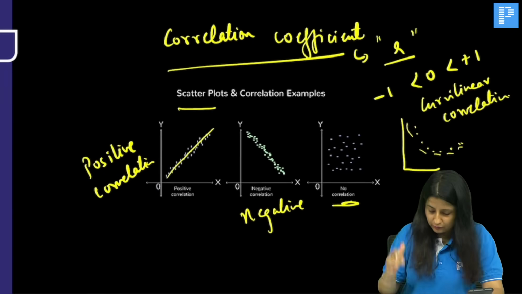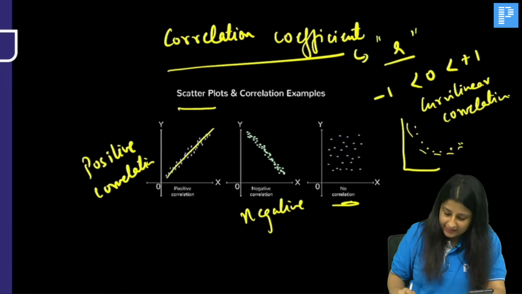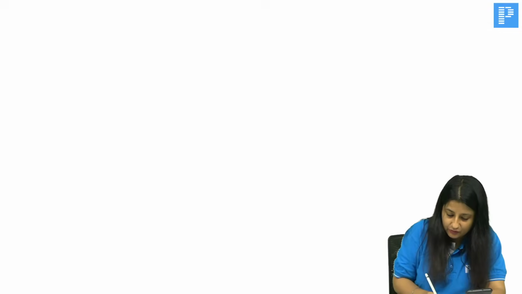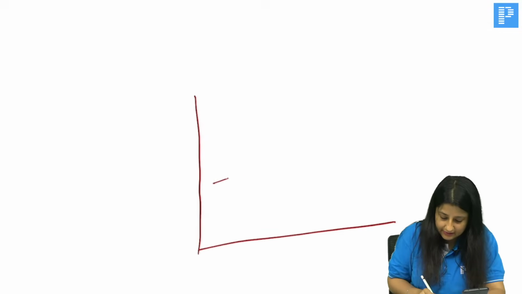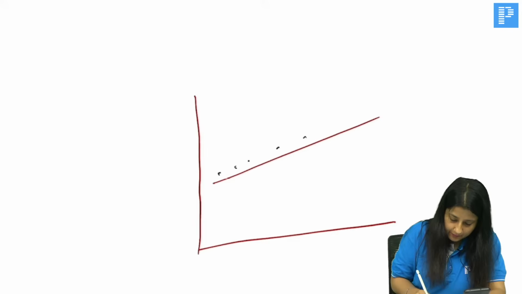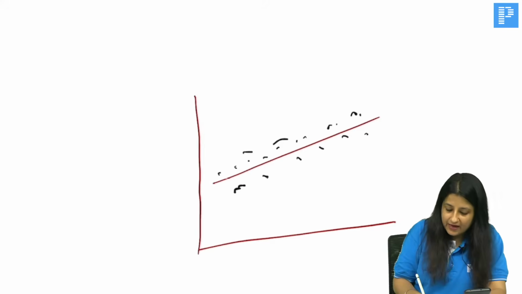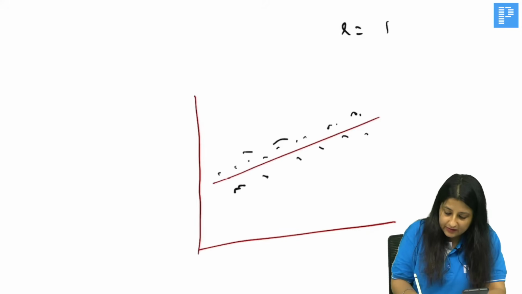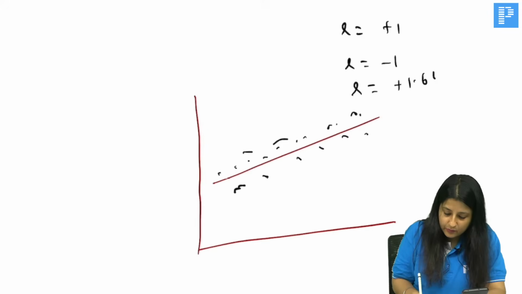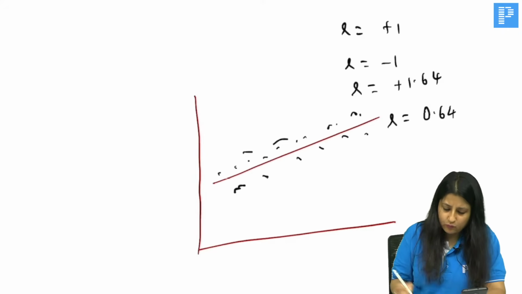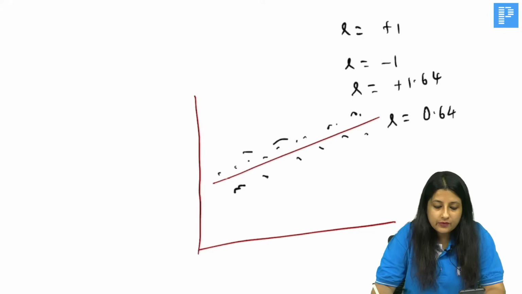Now let me ask you a question. Okay? Suppose you get an image like this in your exam. Let me just add a page for you. Exam में तुम्हारे को एक ऐसा image आता है, something like this. Okay. Now your question is, tell me the value of r, and your options are r is equal to +1, r is equal to -1, r is equal to +1.64, r is equal to let's say 0.64. What would you be marking over here?